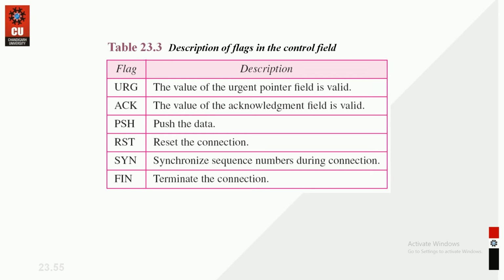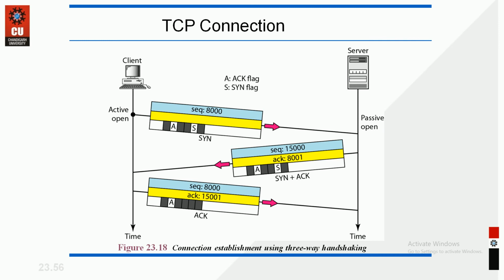Now this is the detailed description: the value of urgent pointer is valid, push the data, reset the connection, synchronize sequence numbers during the connection. Now see, this is the thing we are talking about. We have the client and the server. Earlier we used the synchronization flag SYN, and A means acknowledgement. First we will create a connection.